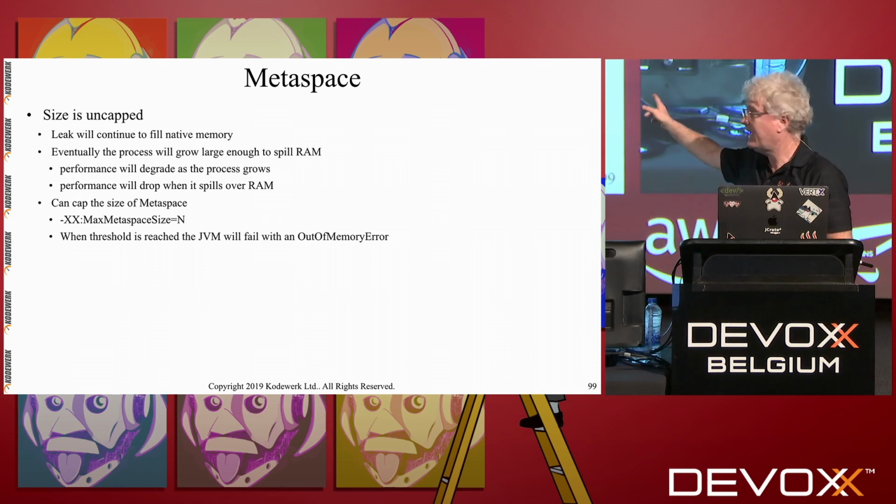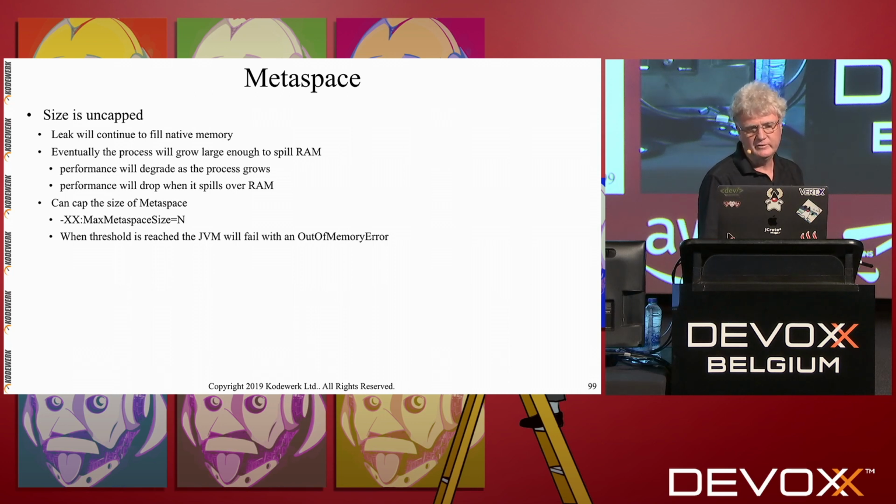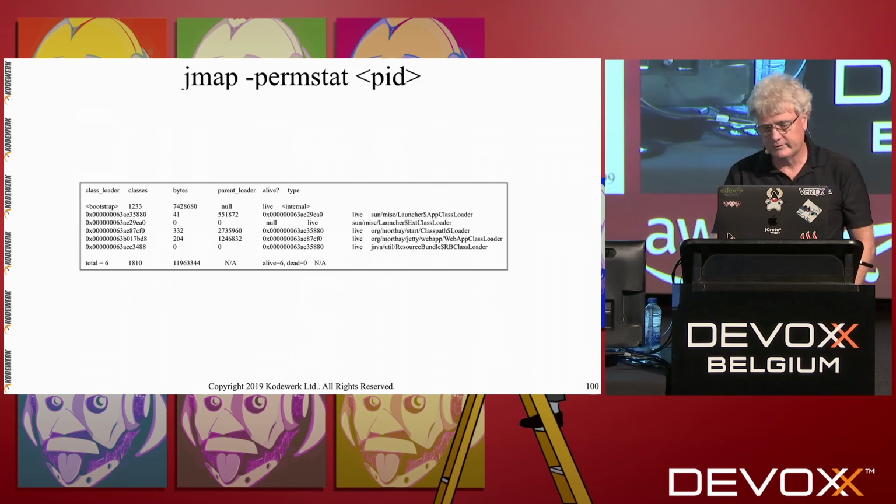Now, you can cap the size of metaspace, and we recommend doing that so that you actually get a normal failure before things go really bad. When the threshold is reached, the JVM will fail with an out-of-memory error. It'll say metaspace full, and then you know that you have this type of leak.